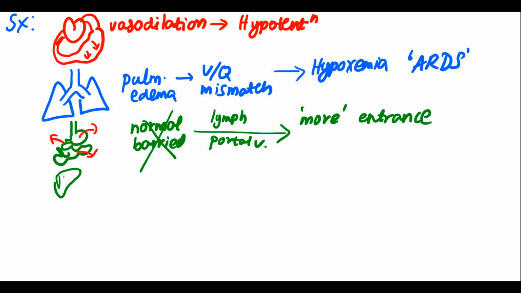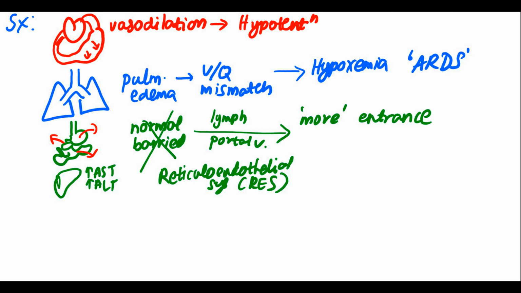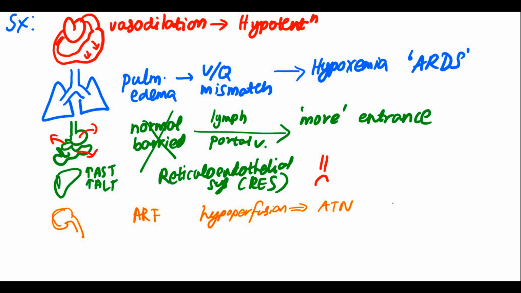The effect of sepsis on the liver is that it increases AST and ALT. The liver reticuloendothelial system cannot function properly and it cannot clear the bacteria. The effect of sepsis on the kidney is that due to the hypotension, it can lead to acute renal failure. During sepsis, there can be hypoperfusion leading to acute tubular necrosis, thus increasing the BUN and creatinine.